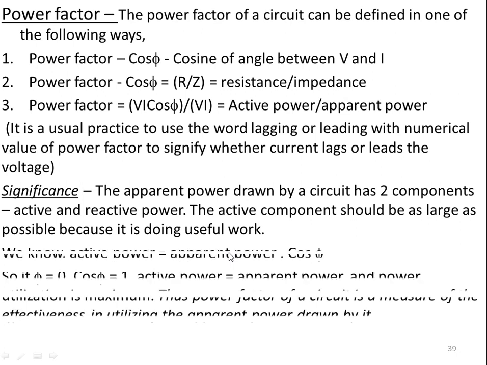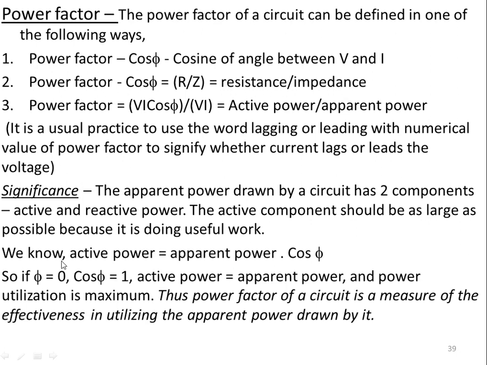Active power is equal to apparent power into cos phi. What is the condition when phi is equal to 0? When phi is equal to 0, the circuit is purely resistive, then cos phi is equal to 1. Whereas if the circuit is purely inductive, phi is equal to 90 degrees. That means the angle between voltage and current is 90 degrees, then cos phi is 0. That means active power is 0.